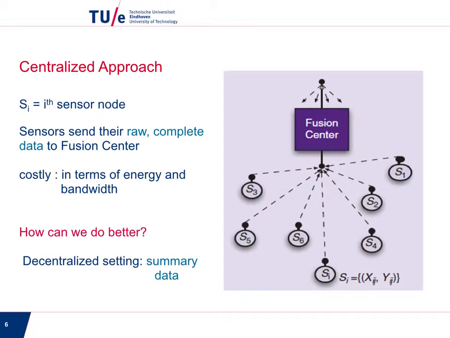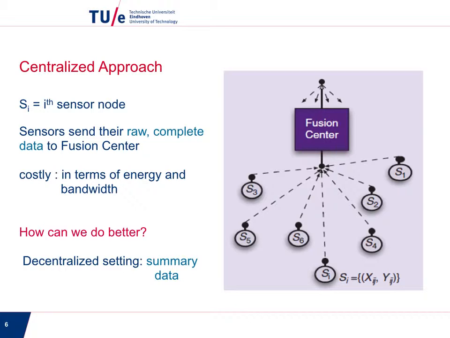Now coming to the centralized approach, this approach can be visualized in this figure. Here SI refers to the ith sensor node, X refers to the feature space, and Y refers to the output space. So in this network, every sensor node sends its complete raw data to the fusion center. The fusion center then applies a learning algorithm on this collected data to derive an inference.